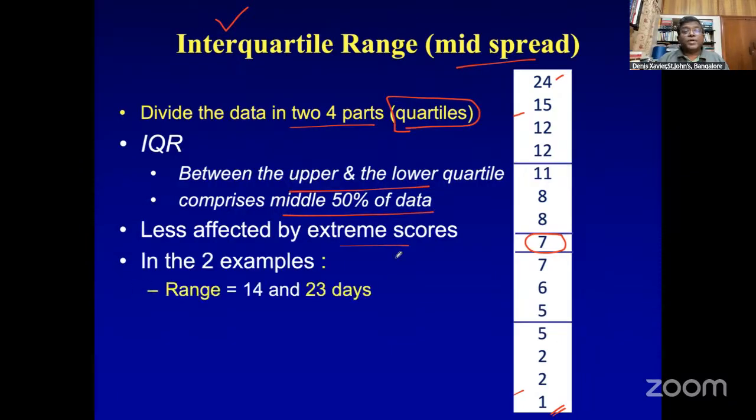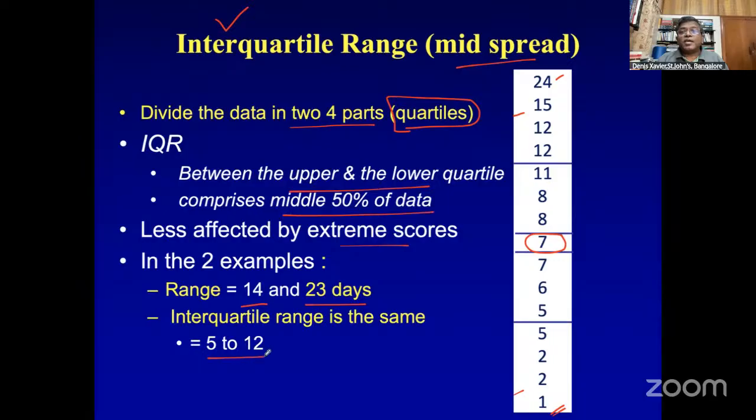So in the 2 examples, range is now 14 and 23 days. What is IQR? IQR is simple. Interquartile range is the same. It is 5 and 12. It doesn't change. This can be 240. It doesn't change. All right. So IQR is pretty stable and we use that.